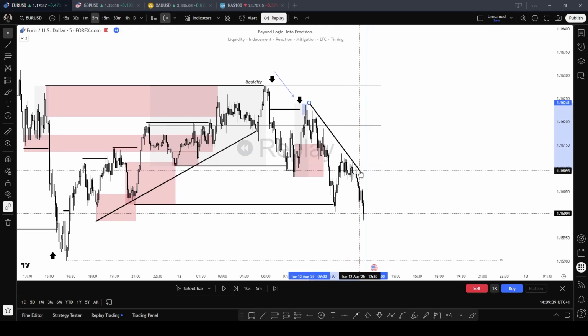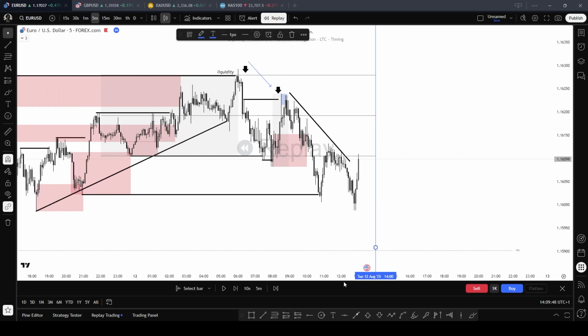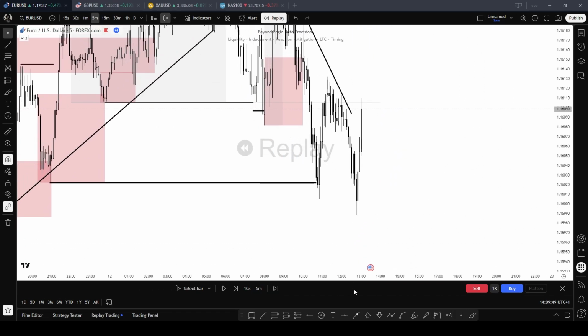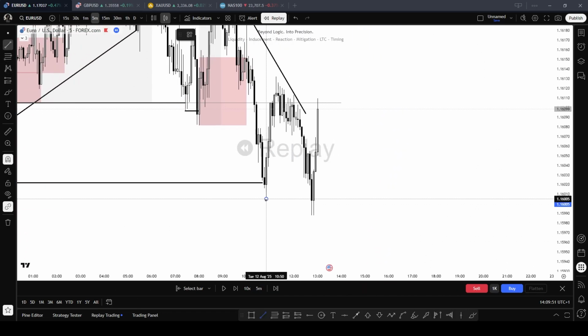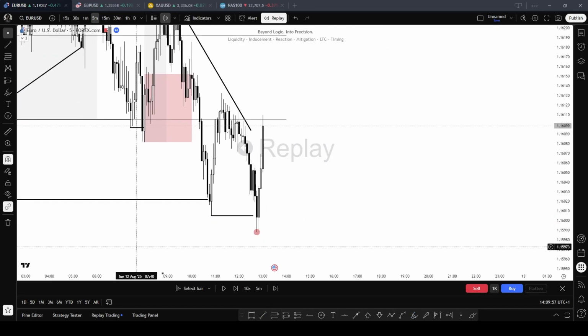Look at this, how beautifully price is just creating liquidity. We induce those early buyers. Let me just play. There we go. So perfect. Now what do we have? We took out early buyers again. We had the valid reaction from this point, leaving us what?